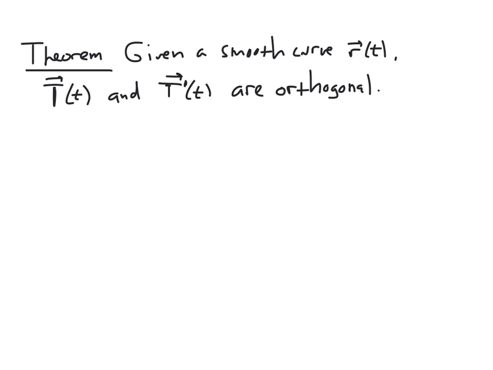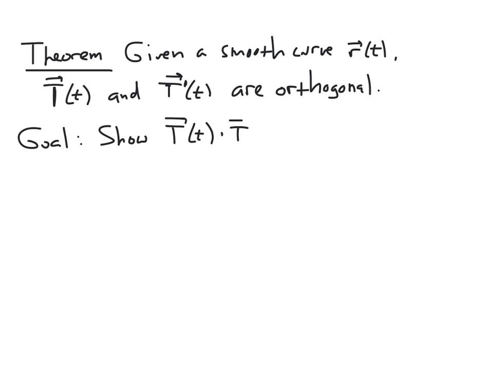Right, so T, the unit tangent vector, and its derivative, T prime, will be orthogonal vectors. And in order to, we're actually going to show this. It's not very difficult to see. It's just using properties of dot products. As soon as I wrote down the words orthogonal, you should have thought of the dot product.